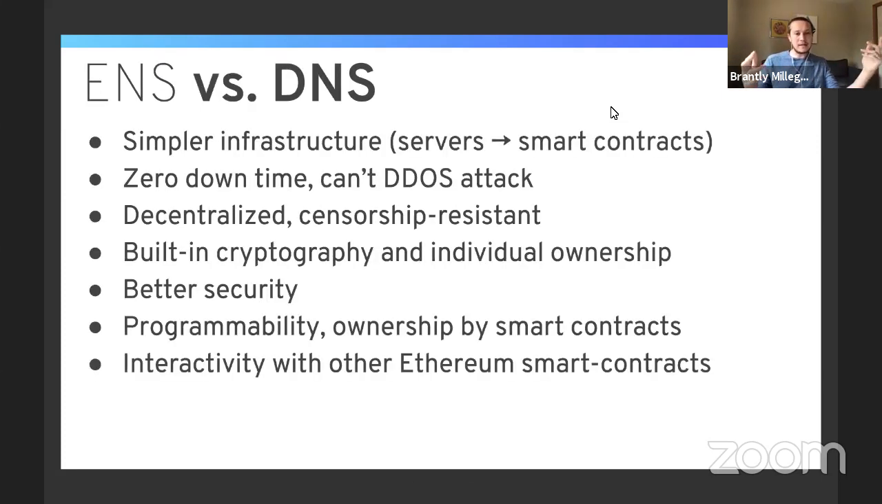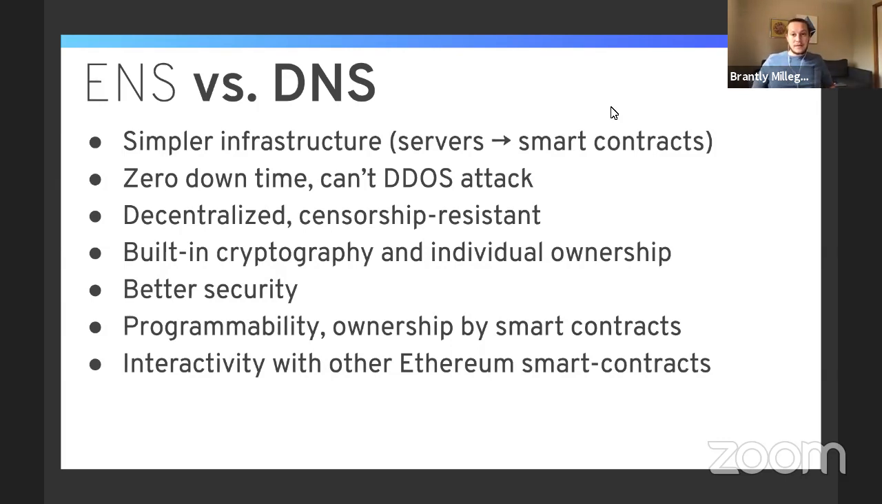So how does ENS compare to DNS? One, in terms of infrastructure, remember, not the names, but infrastructure. Simpler infrastructure. DNS was the best of 1985 technology. It has this hierarchical server system. It works really well. It's been scaled. It's amazing. There are amazing people that keep it running that you've never heard of.